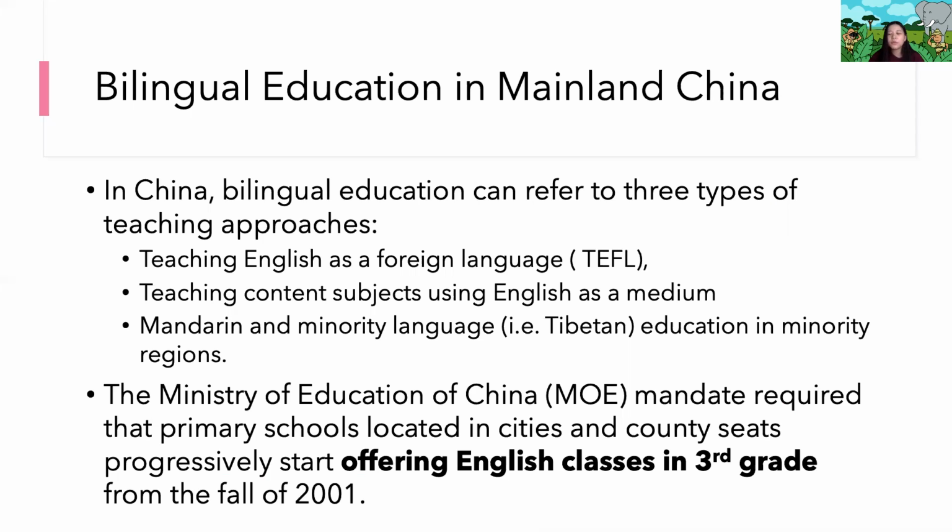In China, bilingual education can refer to 3 types of teaching approaches. The first one is teaching English as a foreign language, which can be shortened as TEFL. The second one is teaching content subjects using English as a medium, which is to say that in some schools, the teachers will teach science or math using English. The third approach refers to Mandarin and minority language education.